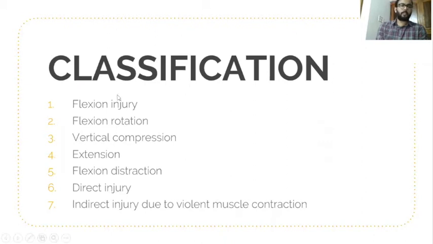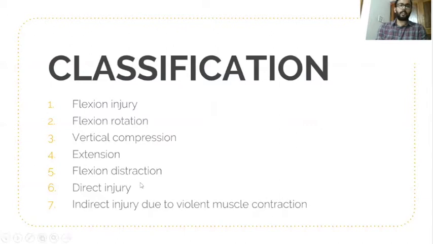Flexion injury is the most common injury, and in most cases it may be stable. Flexion rotation is the worst injury, and in most cases it is unstable. Vertical compression injury may be stable or unstable, and is not very common. Extension injury, if the patient is continuously in extension and not reduced, is unstable, otherwise it is stable.